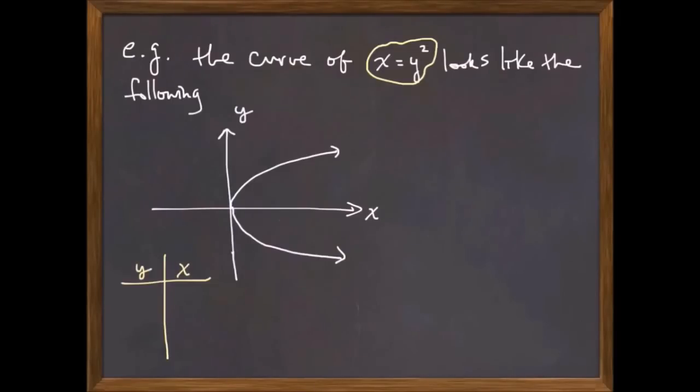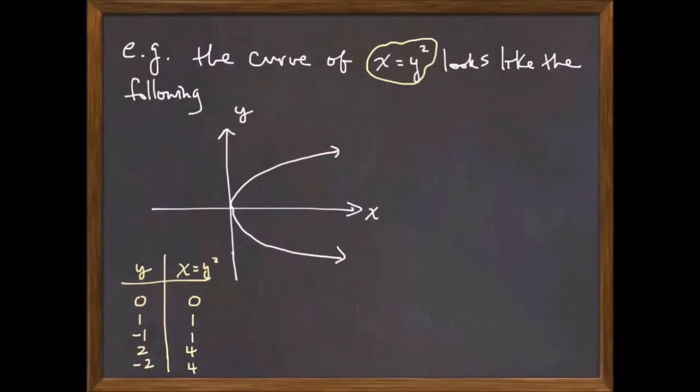For example, choose y equals 0, then x will be y squared, which would be 0 squared, which is 0. When y is equal to 1, I get 1 squared, which is also 1. When y is negative 1, I get negative 1 squared, which is positive 1. When y is 2, I get 2 squared, which is 4. When y is negative 2, I get negative 2, the quantity squared, which is also positive 4.